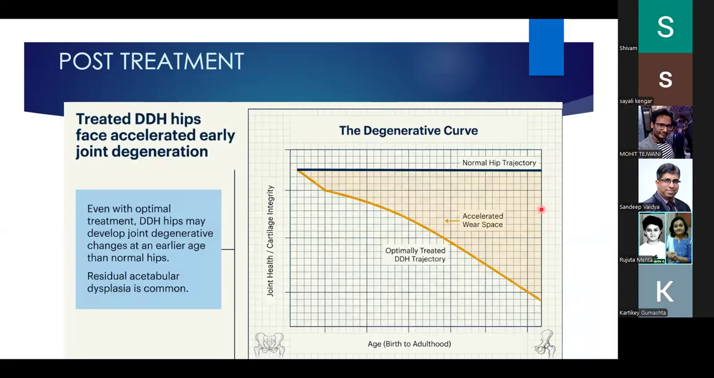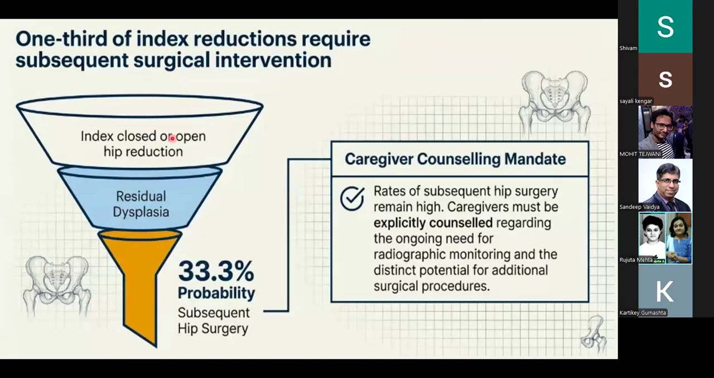Post-treatment, treated DDH hips face accelerated early joint degeneration. Even with optimal treatment, DDH hips may develop joint degenerative changes at an earlier age than normal hips. So, 33% of patients may require further surgical intervention. Caregivers should be counseled. Rates of subsequent hip surgery remain high. Caregivers should be explicitly counseled regarding the ongoing treatment, radiographic monitoring and testing, and potential for additional surgical procedures.